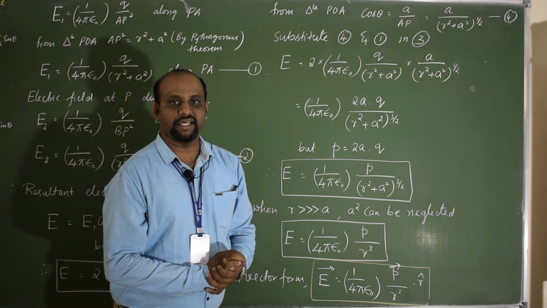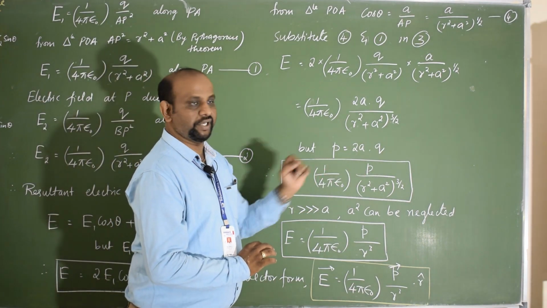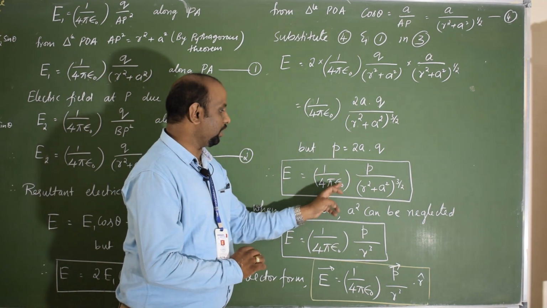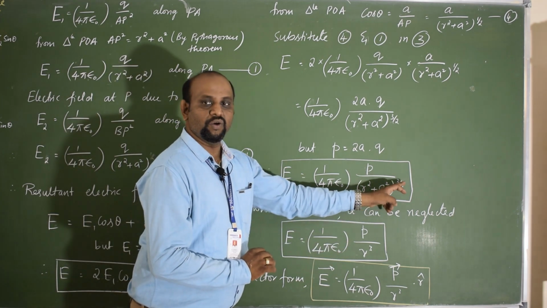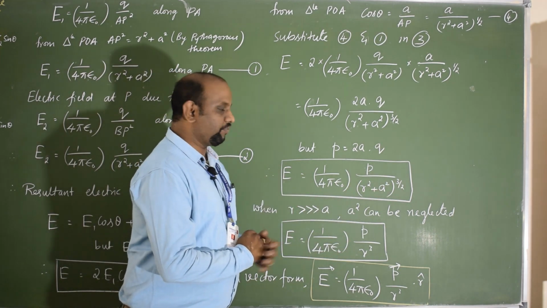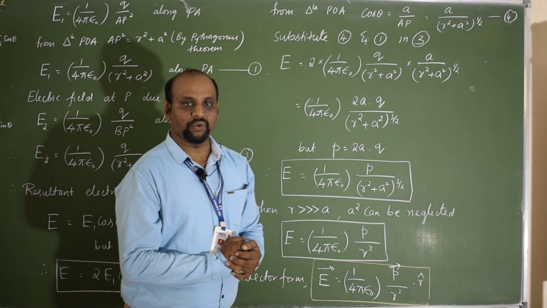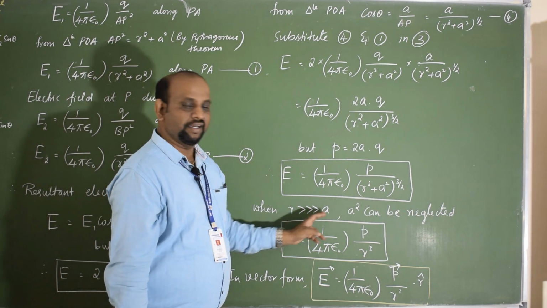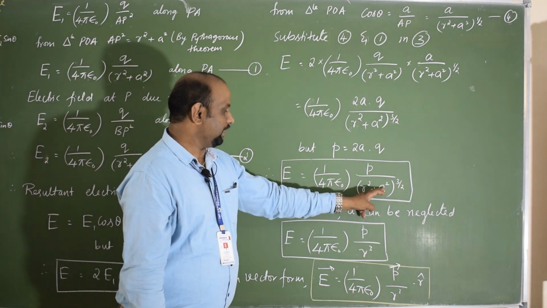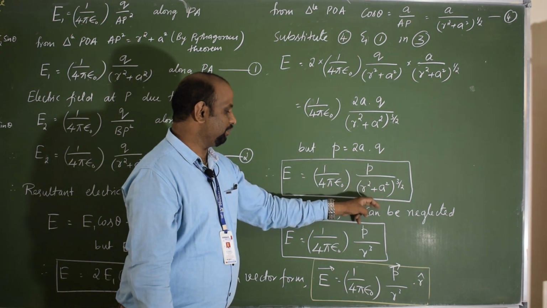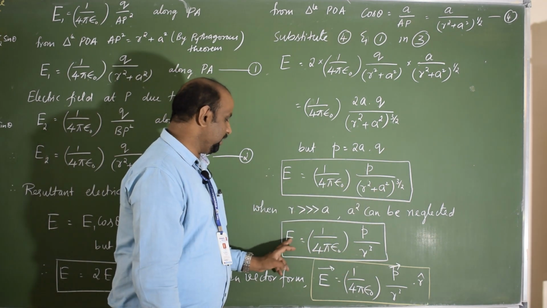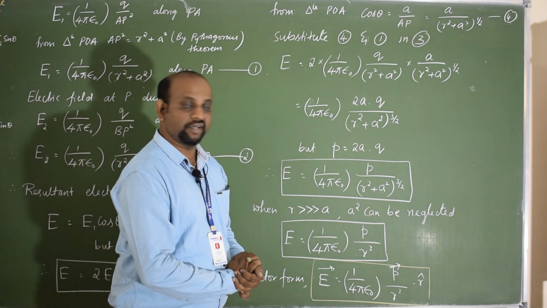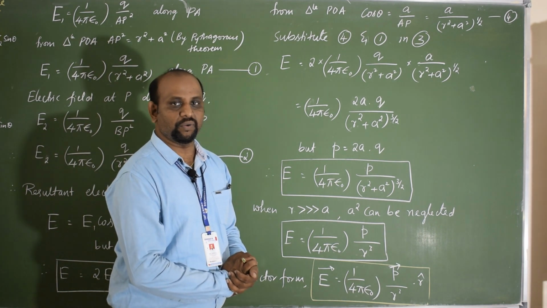But we know that the electric dipole moment p is given by Q into 2a. Instead of Q into 2a I write p, then E is equal to 1 by 4 pi epsilon naught p divided by (r square plus a square) to the power of 3 by 2. This is the formula for the electric field at a point on the equatorial line. From the diagram it is clear that r is very much greater than a, so neglect a square. Then the power 3 by 2 becomes r cube, that is, E is equal to 1 by 4 pi epsilon naught p divided by r cube, the formula for the electric field at a point on the equatorial line.